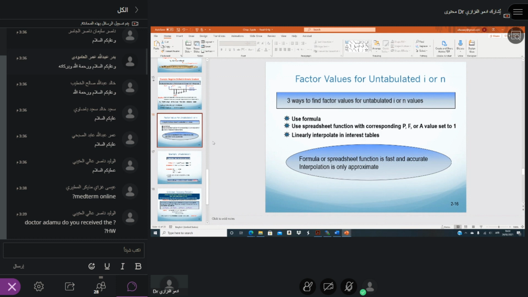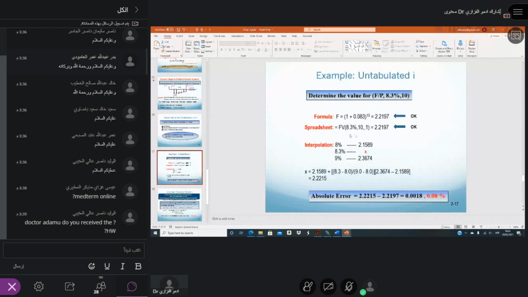So if you are asked to find for an interest rate of 2%, then you have an interest rate of 1%, and then you have an interest rate of 3%, then you interpolate. This is usually difficult, but just for your understanding, you can always know that it is available. But it is better to use the Excel function or a formula. This is really easy, and you will get an accurate answer. But if we interpolate, you just get an approximation. So this is what they're saying. Formula or spreadsheet function is fast and accurate, while interpolation is only approximate. So they're encouraging you to use the formula or spreadsheet.